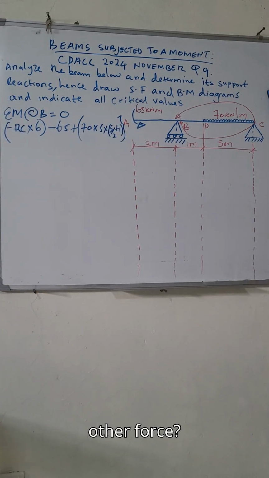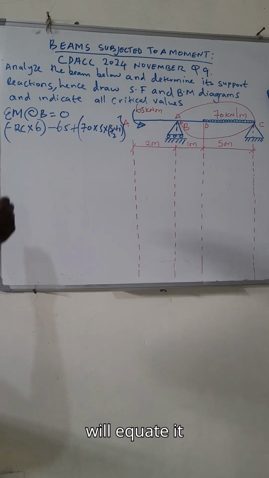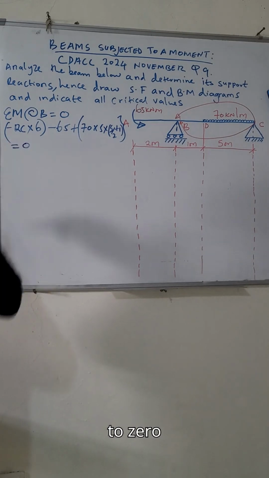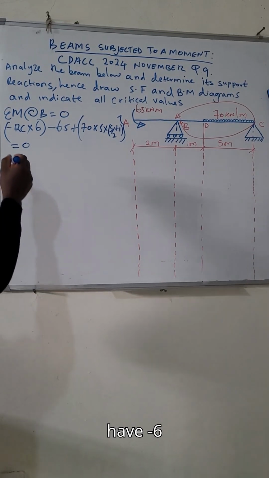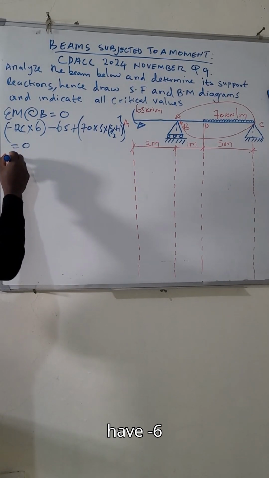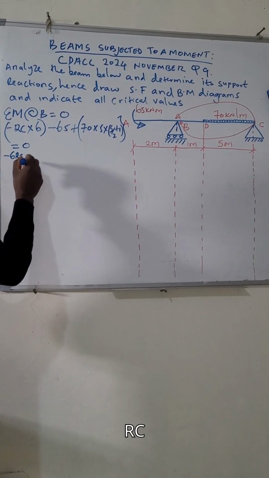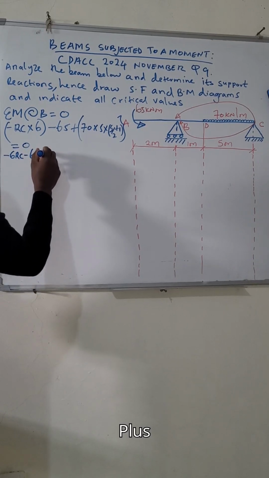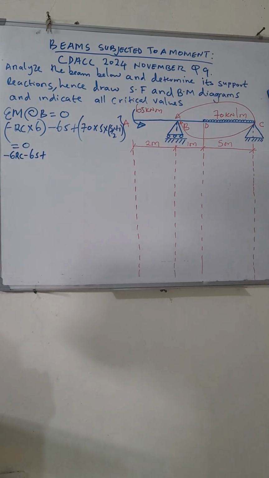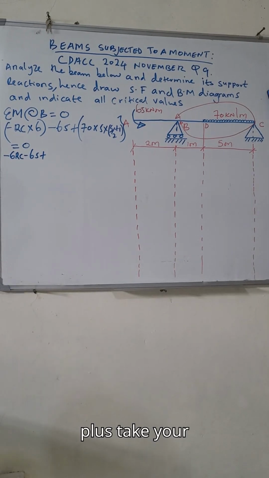Is there any other force? No. So you will equate it to 0. And then you simplify by opening the bracket. So we have minus 6 RC minus 65 plus, take your calculator.